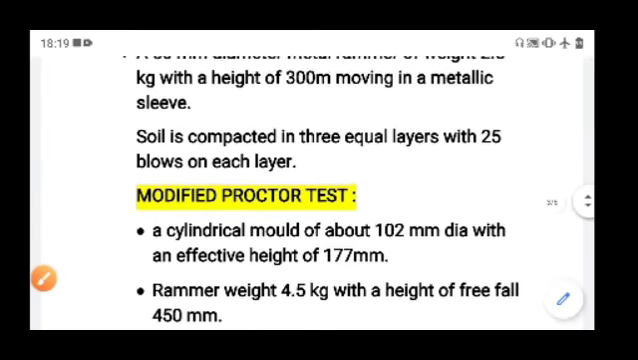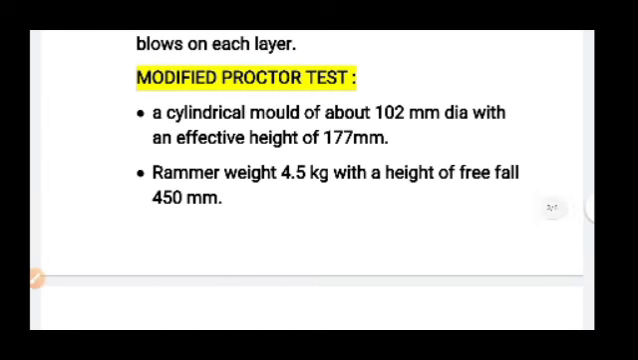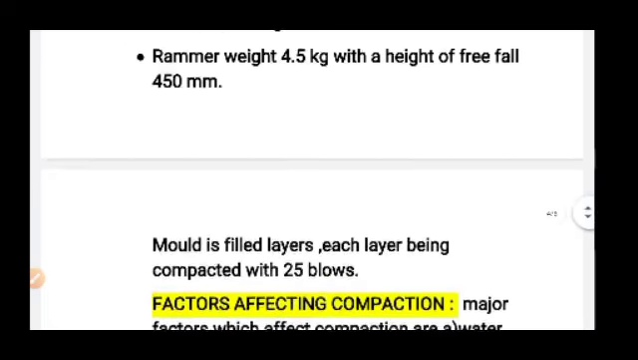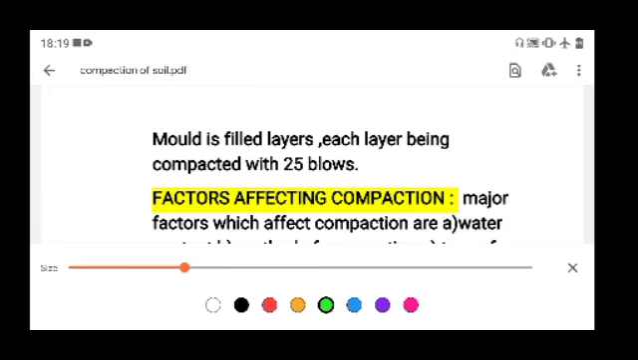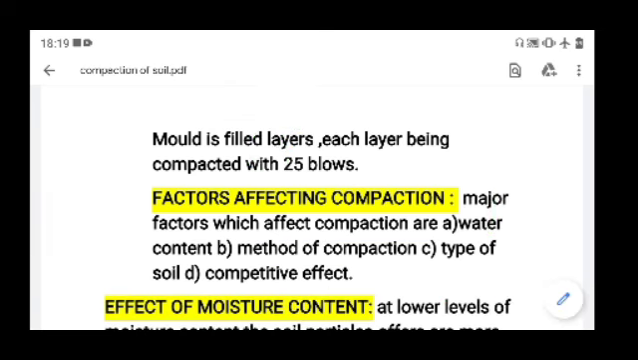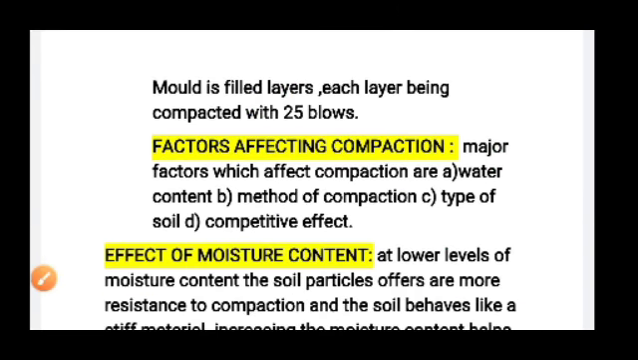Now, the modified Proctor test. A cylindrical mold of about 102 mm diameter with an effective height of 177 mm, a rammer weight of 4.5 kg and a height of free fall of 450 mm. The mold is filled in 5 layers, each layer being compacted with 25 blows. Factors affecting compaction: the major factors which affect compaction are water content, method of compaction, type of soil, and compactive effort.